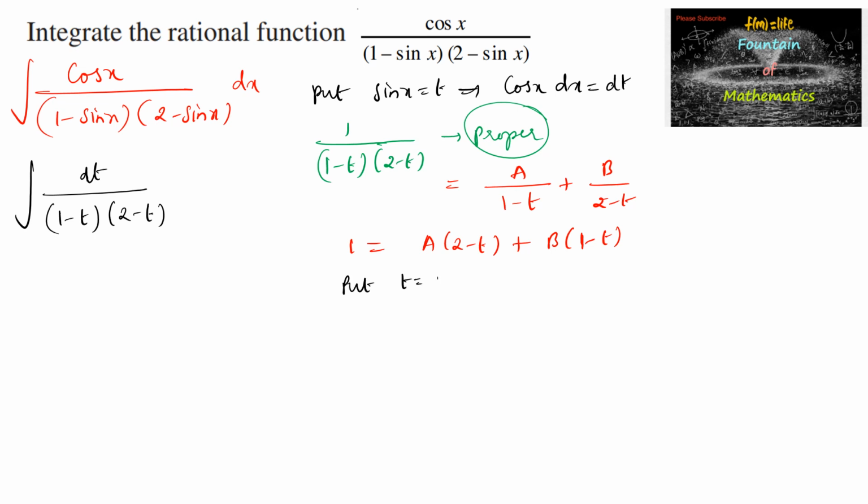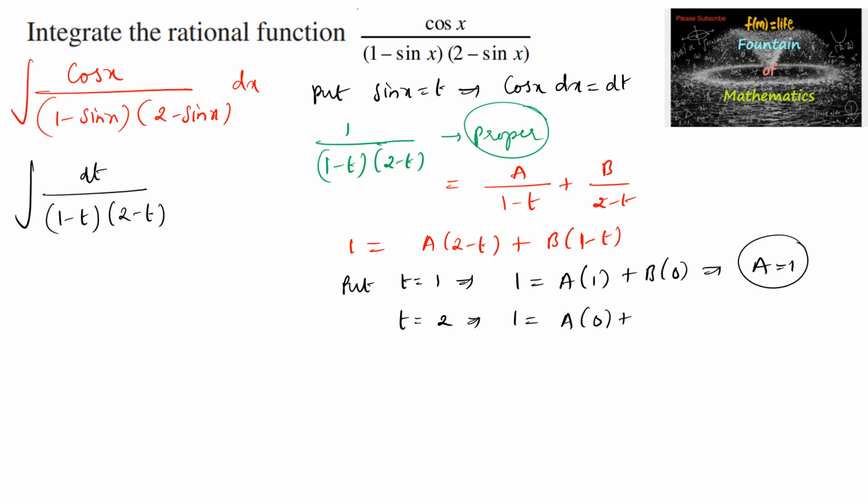Put t is equal to 1. So we'll get 1 is equal to a times (2 minus 1), that is 1, plus b times 0. So we got a is equal to 1. And now put t is equal to 2. So we get 1 is equal to a times 0 plus b times (2 minus 1 minus 2), which is negative 1. So we have b is equal to negative 1.